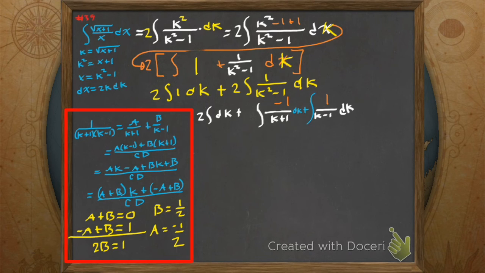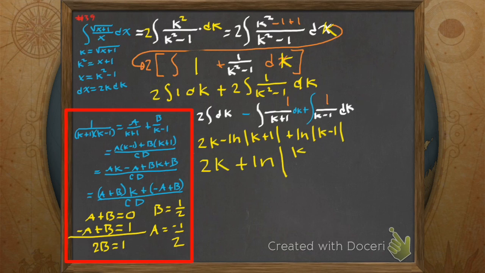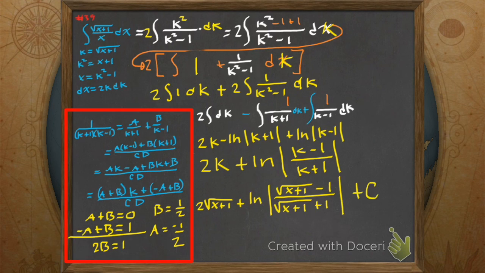Why? Because naturally, I'm going to do the natural log. So that's 2k minus the natural log of k plus 1 plus the natural log of k minus 1. Then I'm going to combine those logs using my logarithm properties. The one with the minus goes on the bottom. Now all I've got to do is back sub. Boom, boom, boom. I stick my k back in. And I add my C. Naturally. And you're done. Box and flower.